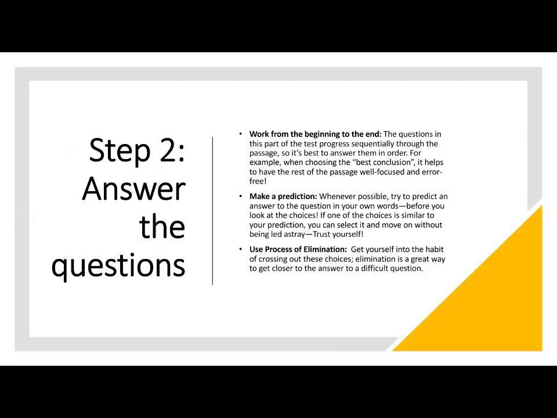Now, step 2, just answer the questions. Yeah, I know, it sounds too easy. It is. Just answer the question. So, work from the beginning to the end, and then choose the best conclusion. Whenever choosing the best conclusion, it's best to have the rest of the passage well-focused and error-free. A lot of the time they're going to give you a bunch of passages with a bunch of errors, and if you're noticing them already as you go along, just make mental notes of them, and then you can come back to them later and be like, I knew something was weird about that.